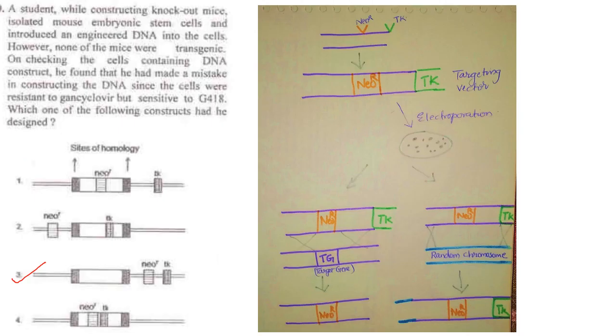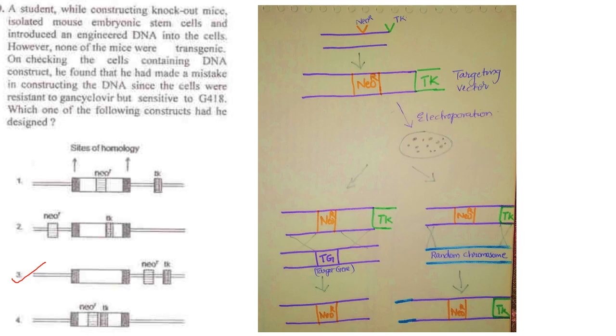The next one, this is a gene knockout experiment. So before coming to the question, I will tell you something about gene knockout. So what is gene knockout? In this, a gene of interest is removed and in place of that another gene is placed. Usually a marker gene is placed.